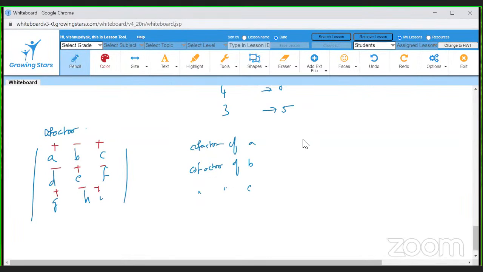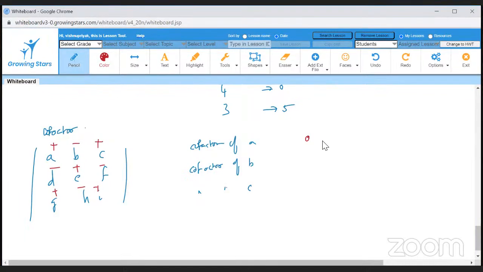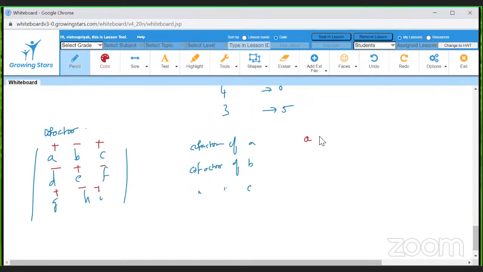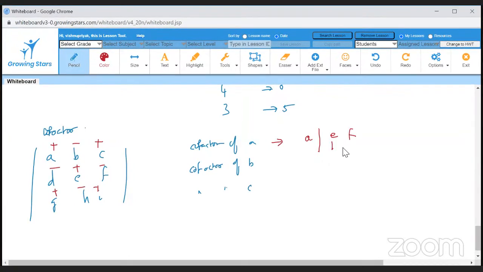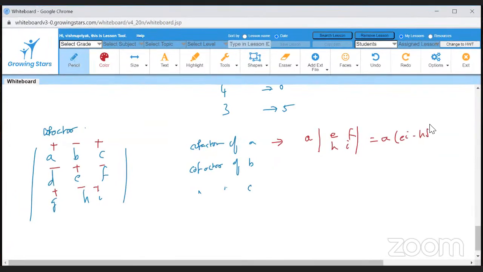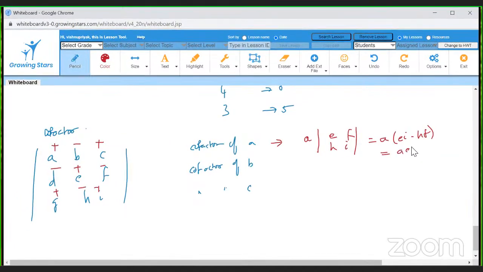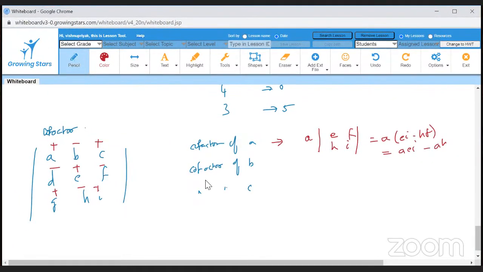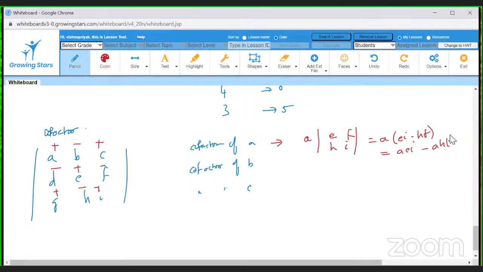Next, to find the cofactor, first plus A, and do the same way as you did for minor. How did you do it for minor? E, F, H, I. So A into E I minus H F. That is A E I minus A H F.